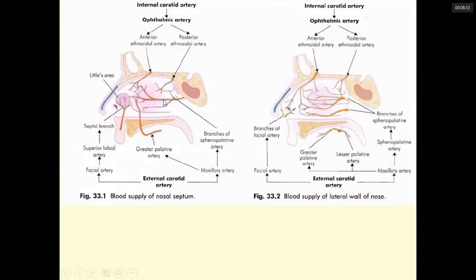Okay, the lateral wall of the nose is also important, but we are more concerned about the medial wall or the septum. So try to focus on this. Look here. Here we have the internal carotid artery. It branches into the ophthalmic artery. From the ophthalmic artery, there are the anterior ethmoidal artery and the posterior ethmoidal artery. So you can see it coming from here on the septum.